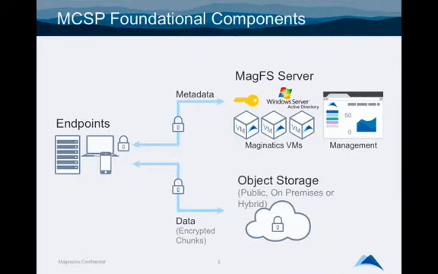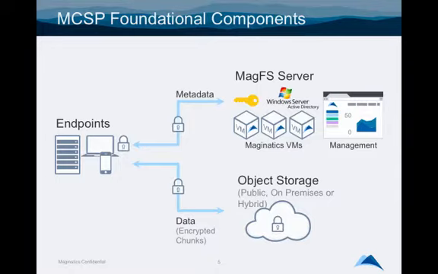There's three foundational components to the Maginatics Cloud Storage Platform. We've already talked about one of them, and that's the object store. A second component is a MagFS server. This is a software-only solution that resides in the enterprise IT data center. This is the brains of the operation. This is where the orchestration takes place. This is where the metadata lives. And what do I mean by that? Encryption keys and the location of the data. This is also where we integrate with identity management solutions like Active Directory for authentication.